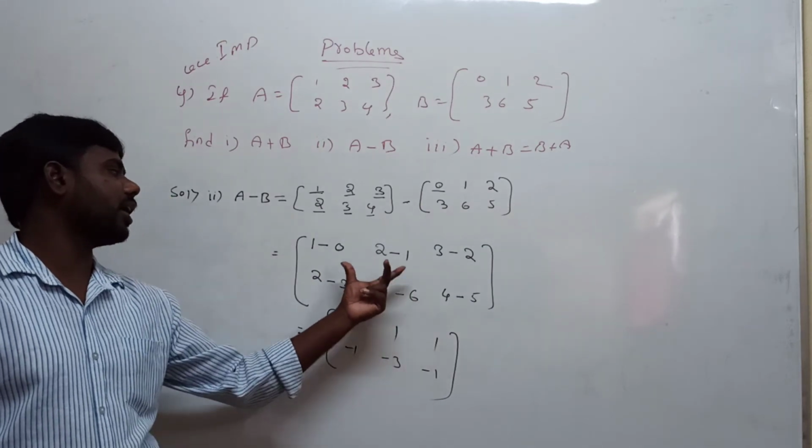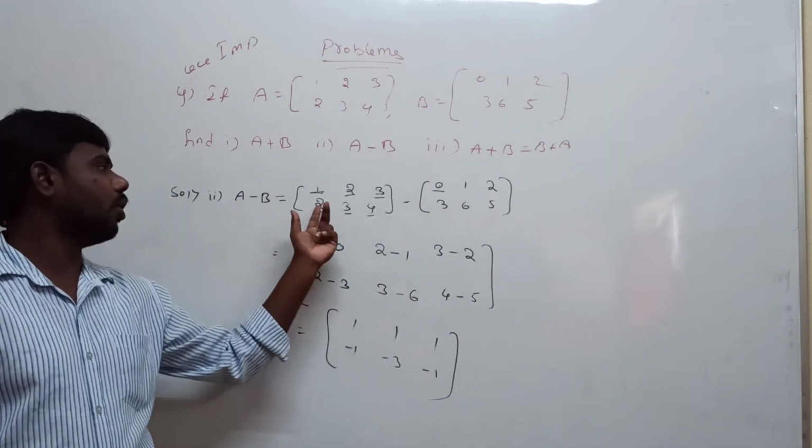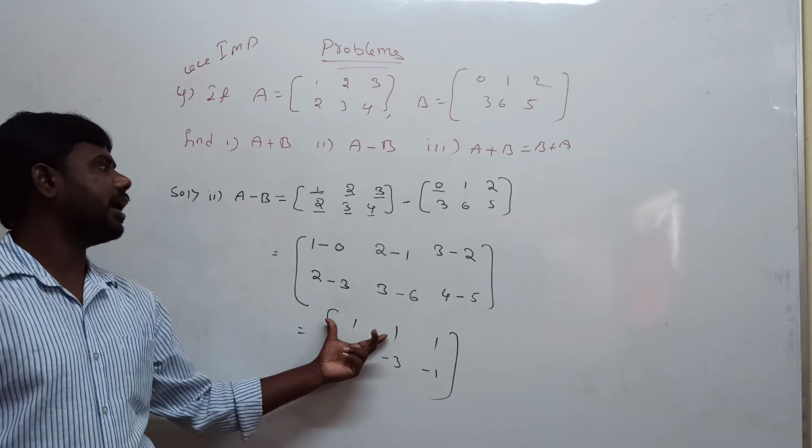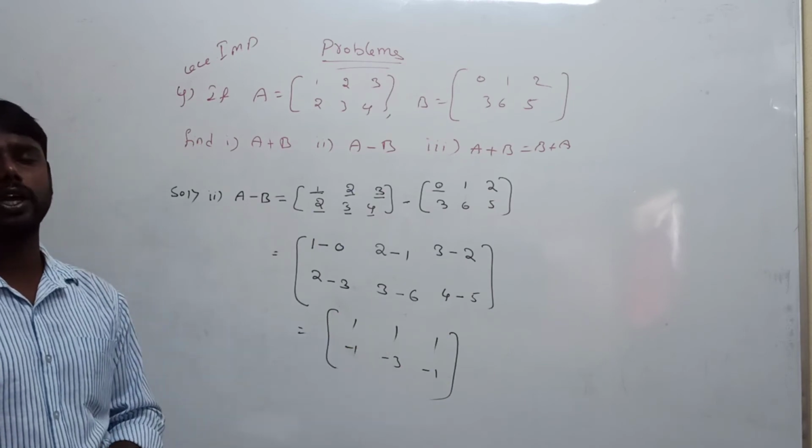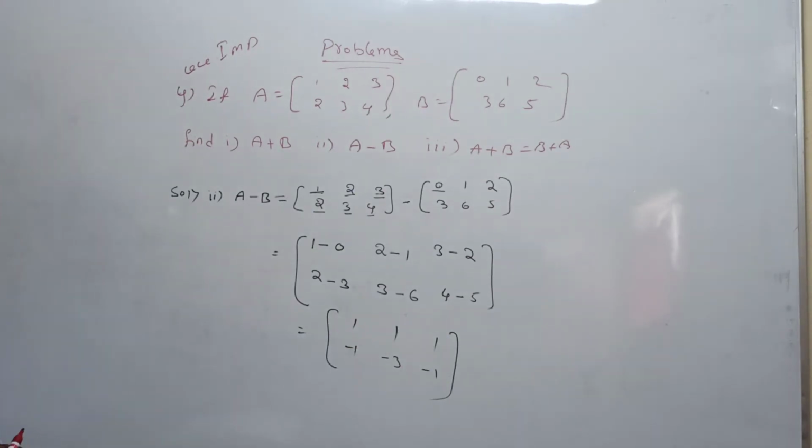We are understanding. I am writing step by step. You know how to subtract two matrices, so you can write the direct value. They will give 4 marks. Okay, everyone understood how to subtract the two matrices.